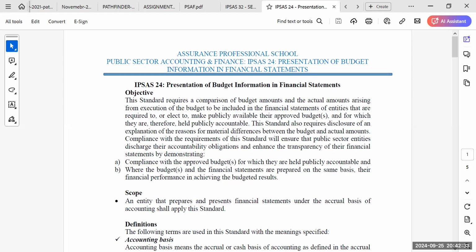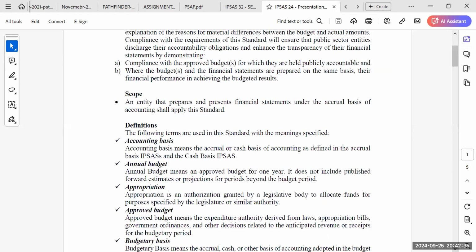Okay, so we are just going to be looking at the theory part of it, the definitions and other issues, and move on. We know that the government cannot operate without the national budget, without the approved budget. So if the budget has been approved and you have spent, it is better for us to attach it, to be able to compare and make a better analysis of the performance of the government. The government is supposed to prepare the statement together with the budget information.